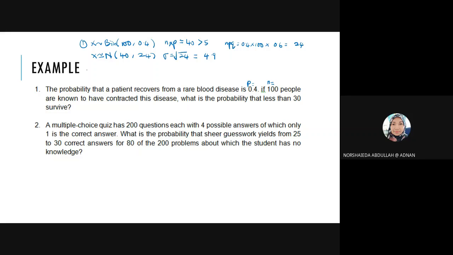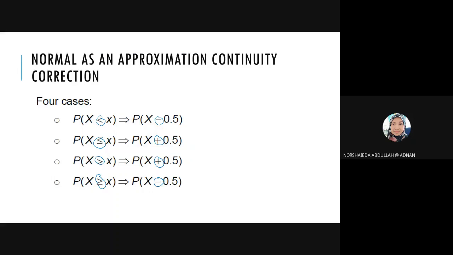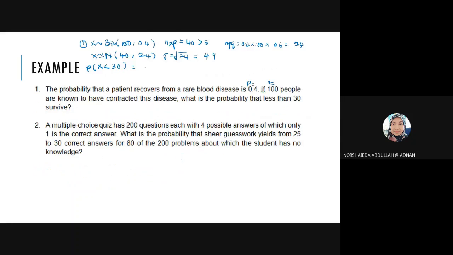Right, so what is the probability we want to calculate? Less than 30. Okay, so less than 30. First we need to do the continuity correction. Less than 30, less than, no equal, so we need to minus 0.5. Okay, continuity correction first, minus 0.5. So probability X less than 29.5.